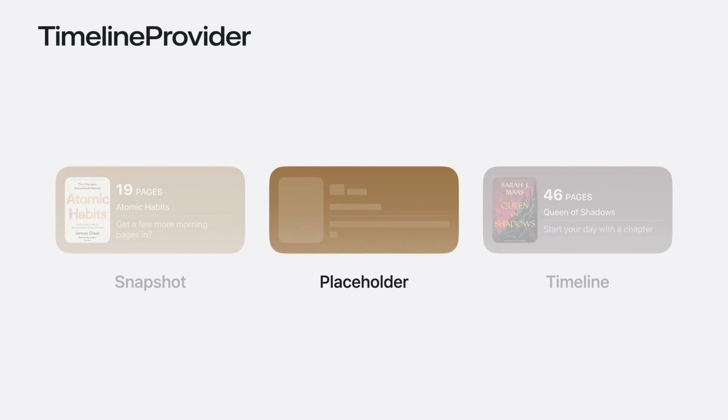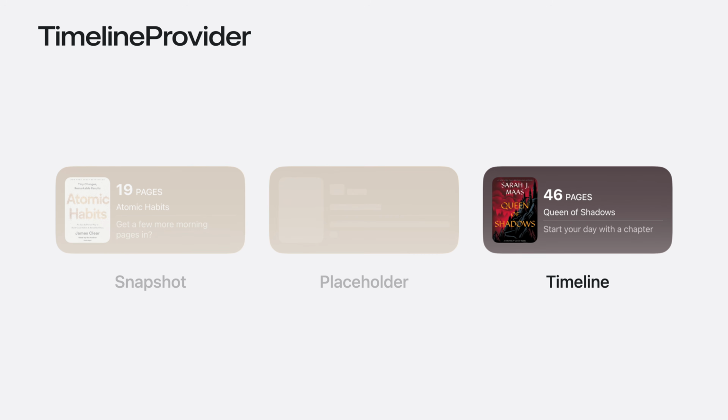A placeholder is a stand-in view the system shows when your widget doesn't have content to display yet, like the very first time it's loading your timeline. Because it needs to show up instantly, fetching a placeholder has to be synchronous. So provide a placeholder that does not need data from disk or over the network. For the Reading Goals widget, I'm using SwiftUI's redacted modifier, which creates a simplified version of my view.